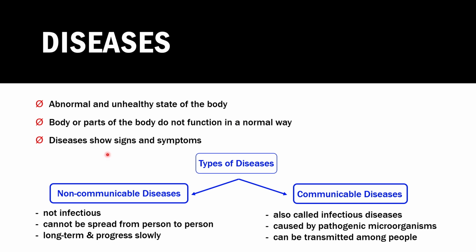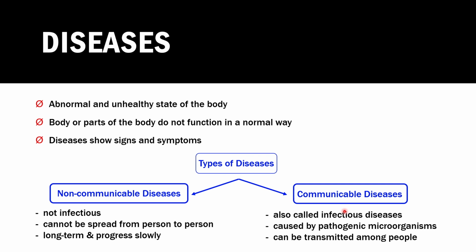Diseases show signs and symptoms. There are mainly two types of diseases. Non-communicable diseases are diseases that are not infectious, that cannot be transferred from one person to another by touching or likewise. It cannot be spread from one person to another. In order to have these non-communicable diseases, it will take a long time, and to cure them also takes a long time, and they progress very slowly.